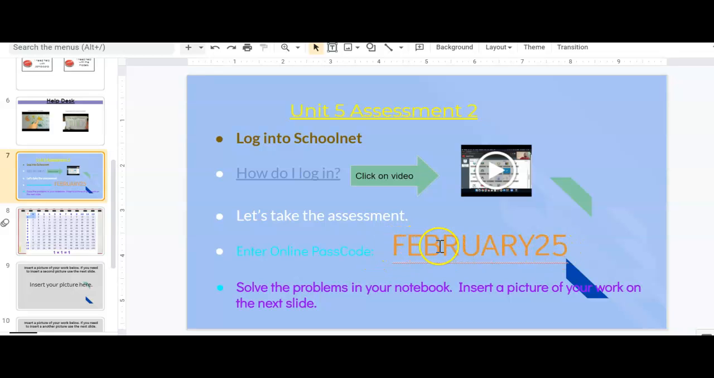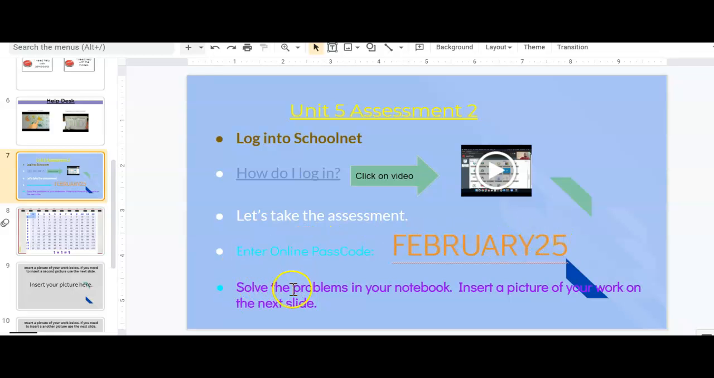Now keep in mind, these letters are all capital letters, FEBRUARY25. You got to make sure that these are capital when you put it in, otherwise it's not going to work. And you got to make sure that the 25 is right after the Y, and that there are no spaces, because if you have a space in there, it's also not going to work. So make sure it looks exactly like it is right here.